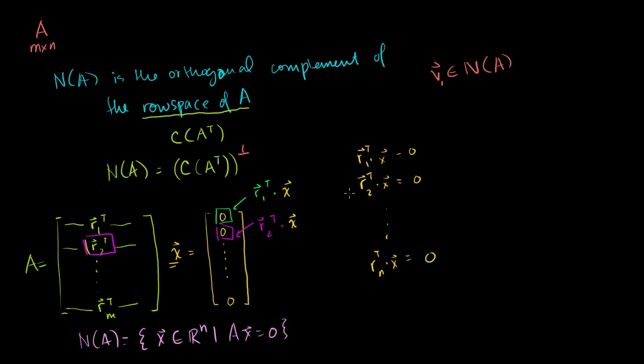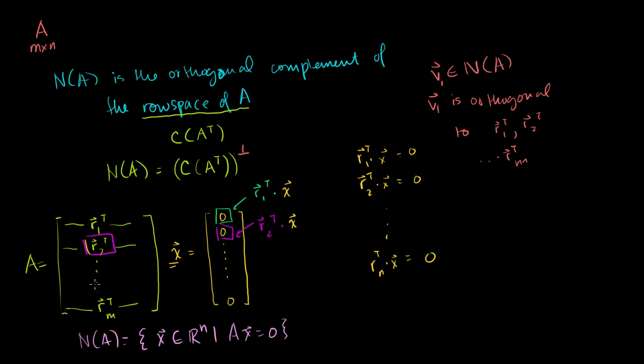I just tell you, let's call that v1. v1 is a member of the null space of A. That means it satisfies this equation right here. That means A times v is equal to 0. A times v is equal to 0 means that when you dot each of these rows with v, you get 0. Or another way of saying that is that v1 is orthogonal to all of these rows, to r1 transpose, that's just the first row, r2 transpose, all the way to rm transpose. So this is orthogonal to all of these guys, by definition, any member of the null space.